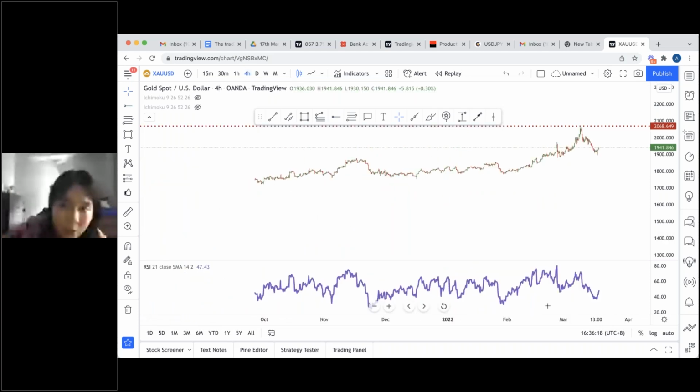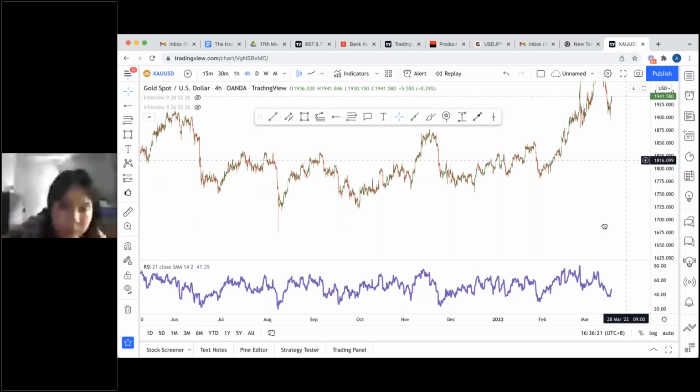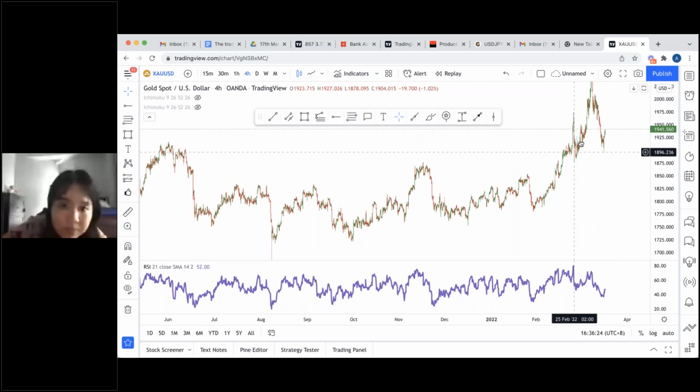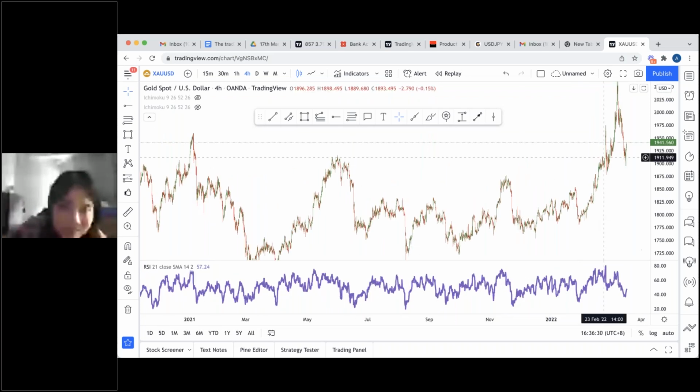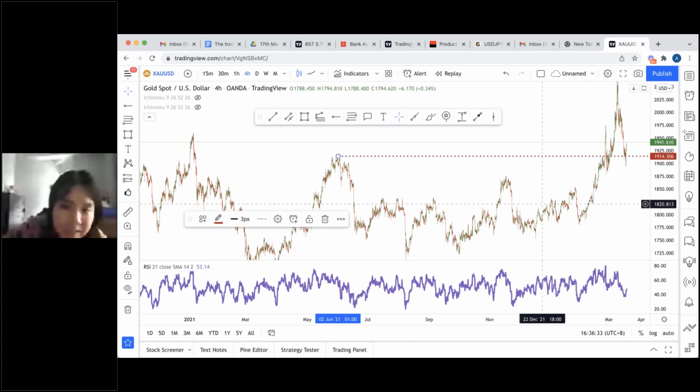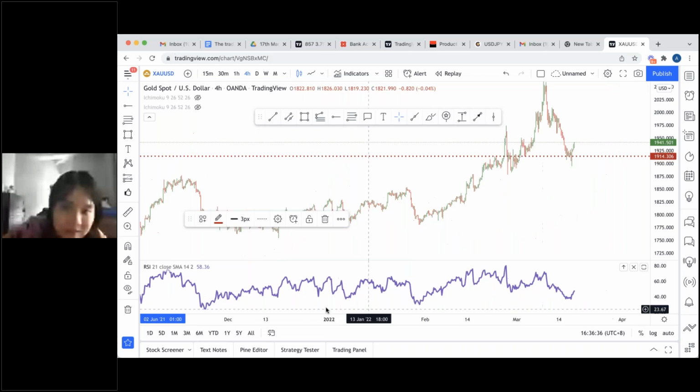The highest point was there. Okay, so we should go on. Guys can see that the support is also here, which is where the bounce has taken place very cleanly here, right?